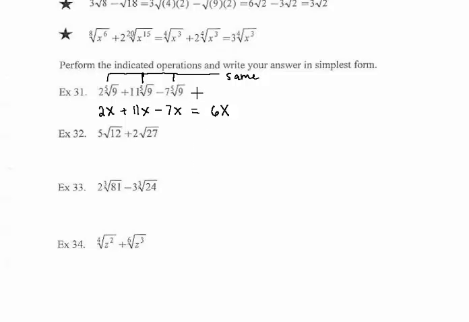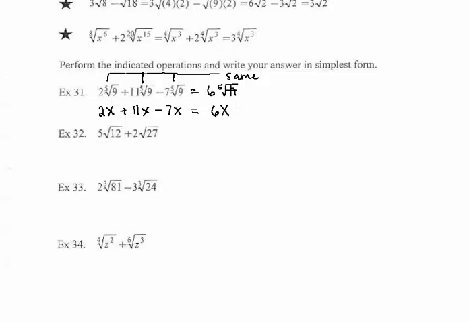That is exactly the same thing that we do with this radical expression, except instead of an x, we have a fifth root of 9. So 2 plus 11 minus 7 is a 6, and so we have 6 fifth root of 9.